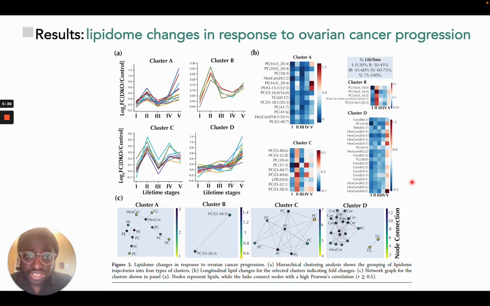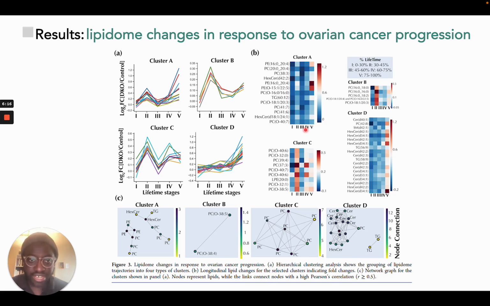Now, the lipidome changes that we see in response to ovarian cancer progression. What I did in this aspect of the work was compute hierarchical clustering analysis. I took all of the lipids and clustered them in an unsupervised manner to see what emergent trends we have. We ended up with about 4 biologically meaningful trends, cluster A, B, C, and D.